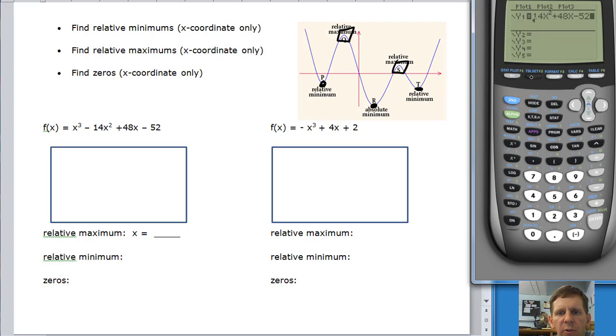We're going to use a standard viewing window that goes from -10 to 10 on the x-axis and -10 to 10 on the y-axis. Once you enter the equation under y equals, we're going to go to second trace. And the first thing we're going to find are relative maximum values. So I'm going to go down to calculate number 4, maximum.